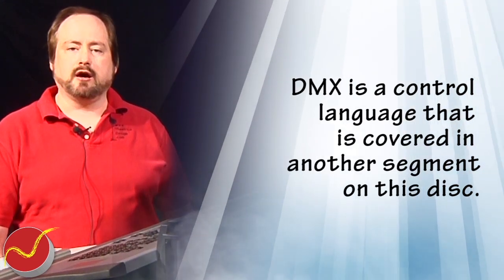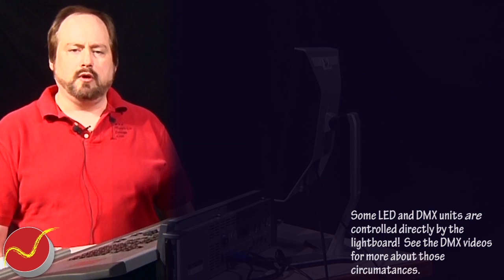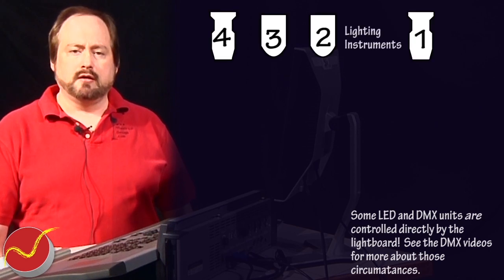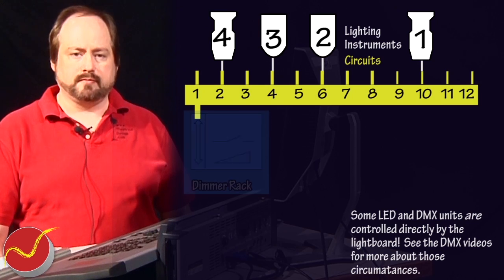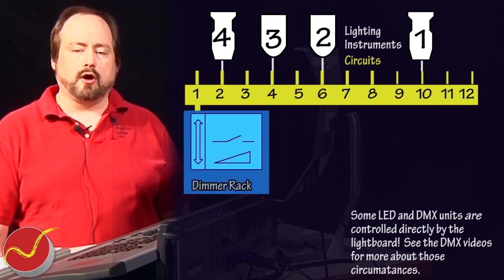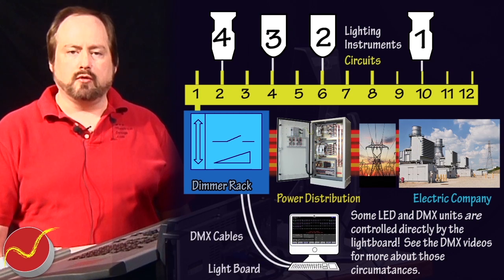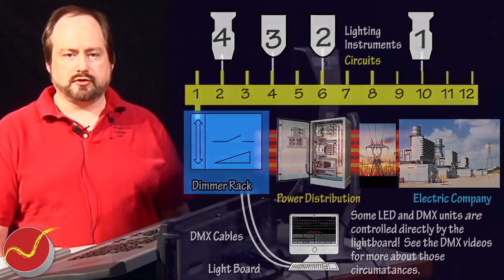Modern Lightboards use DMX, which is a control language that I cover through 2 different videos on this disc. Let's start with an overview of what Lightboards do. Generally, Lightboards do not control lighting instruments. Typically, units are plugged into circuits. Circuits are then connected to dimmers. Dimmers are connected to large amounts of power and are controlled by Lightboards. So, most Lightboards really control the dimmers, and the dimmers control the power supply to the lighting fixtures.